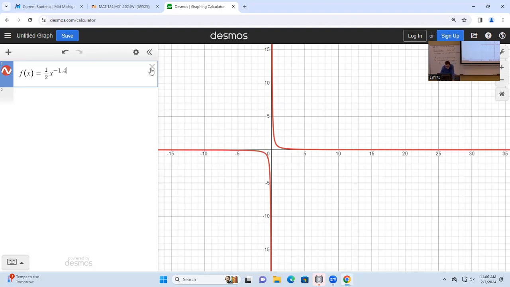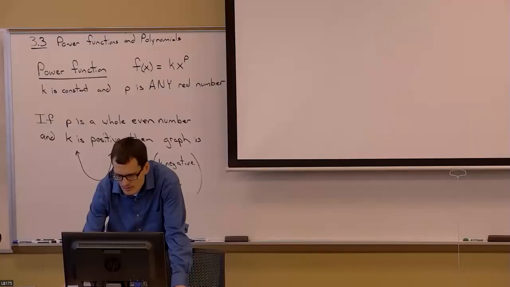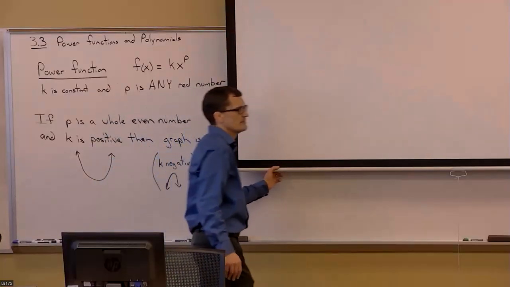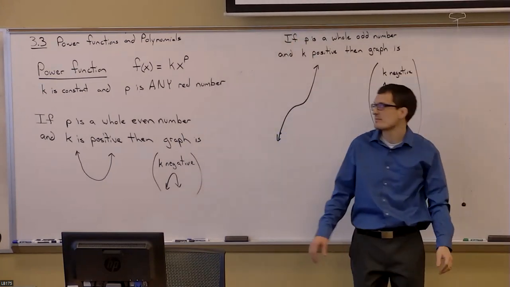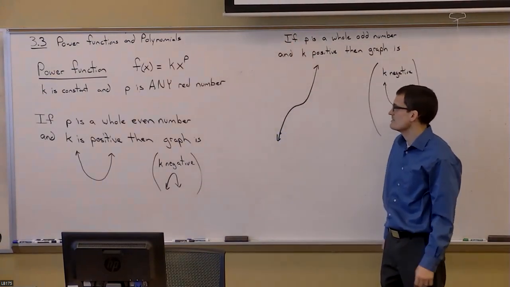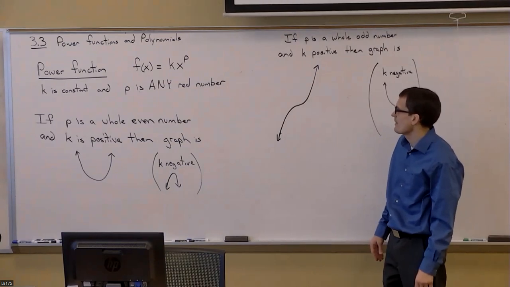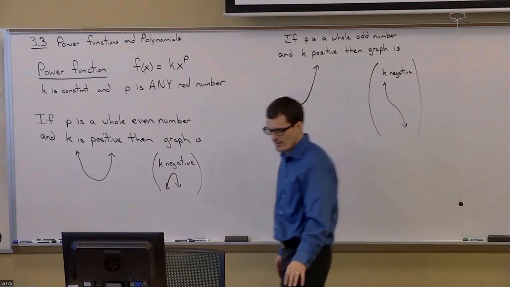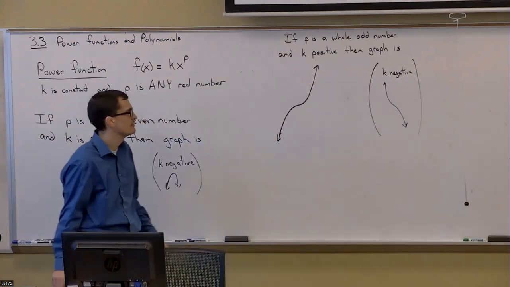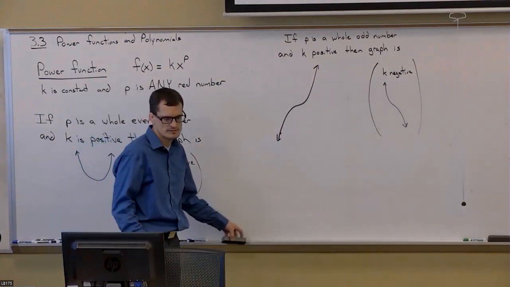So it's not as clear cut when you have other powers. But if you have whole numbers that are not negative, then we get those shapes, okay? So P is a whole even, whole odd number.